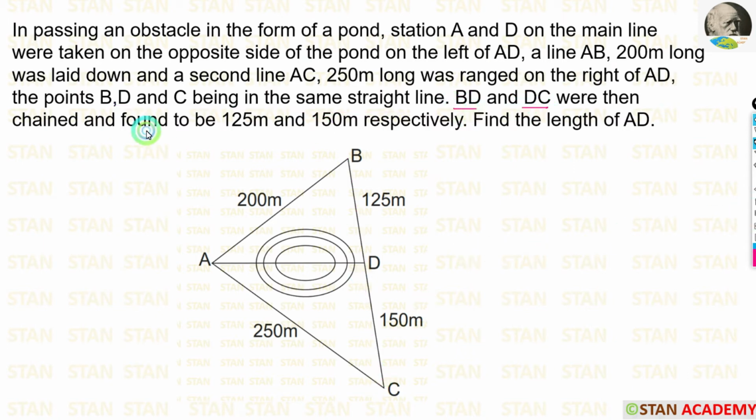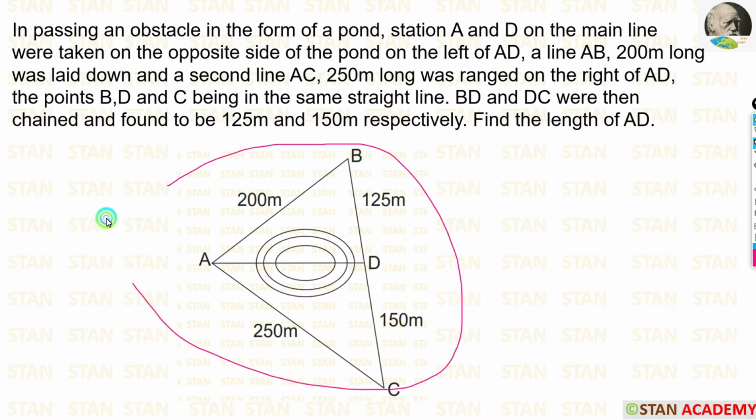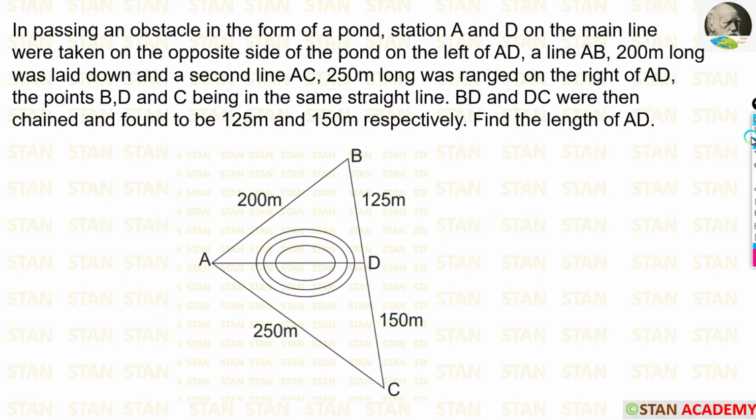BD and DC were then chained and found to be 125 meter and 150 meter respectively. BD is 125 meter, DC is 150 meter. Find the length of AD. We have to find the length of AD. We have drawn the diagram using the data available in the question. Now let us go for the calculation.